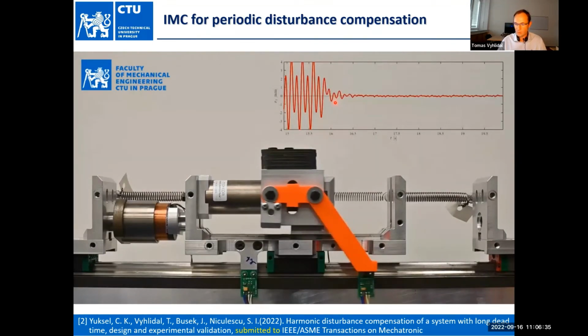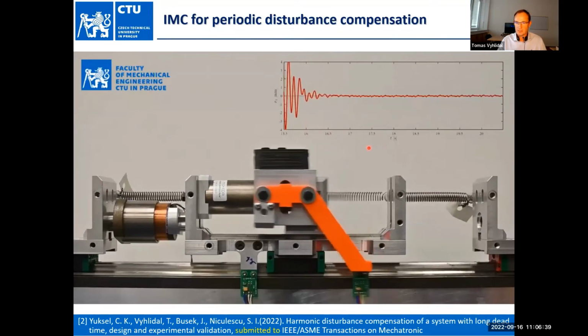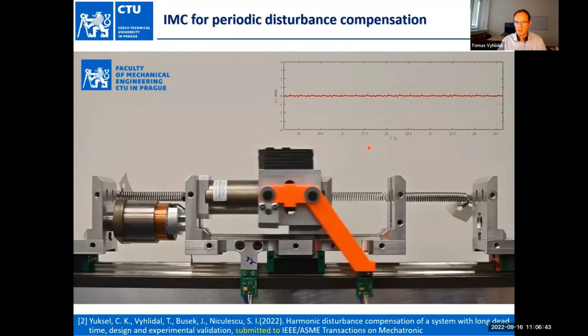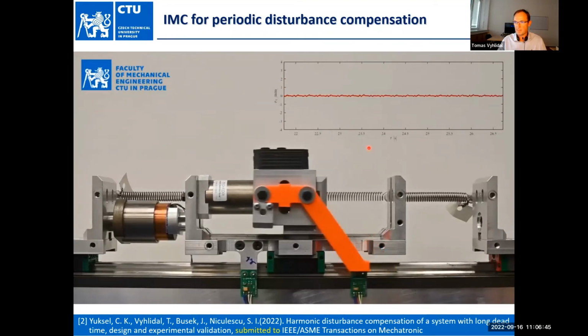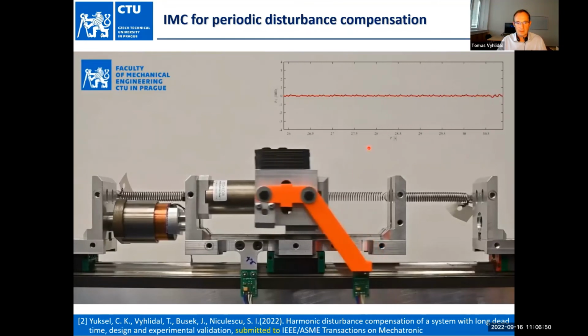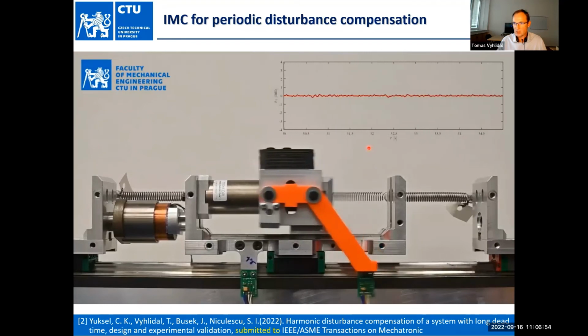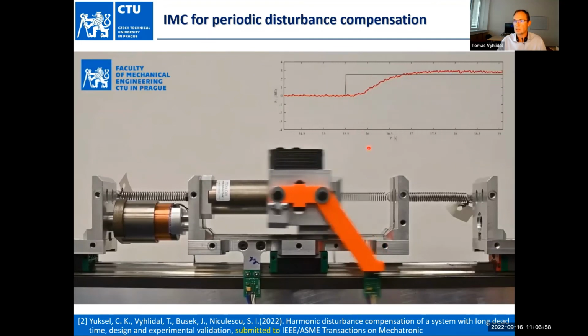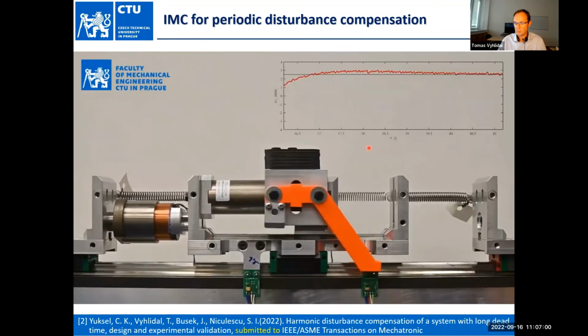So it also works, and it has features of reference tracking as well. The only information on the periodic excitation is the frequency, which needs to be known. We don't need to know the amplitude.